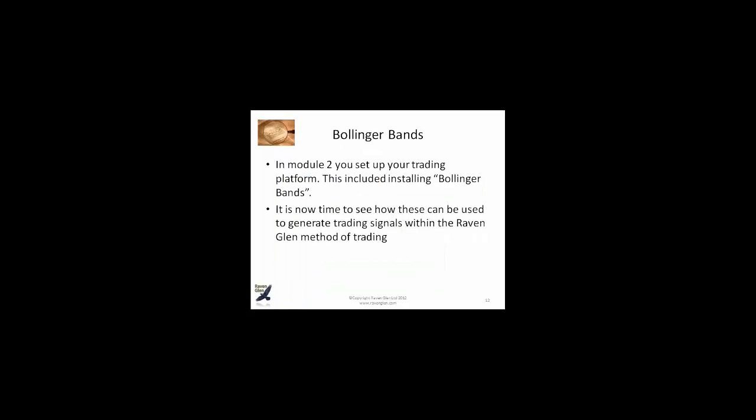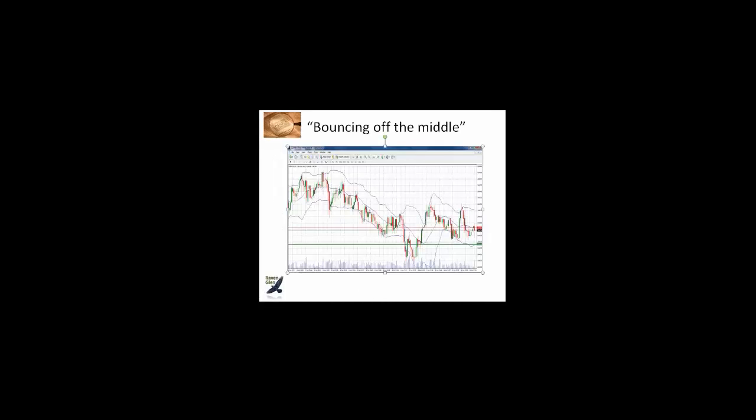In Module 2, when you set up your trading platform, you included something called the Bollinger Bands. It's now time to use them as part of our study of support and resistance. They are extremely important to the Raven Glen way of trading, so this is a particularly significant part of the seminar. So here are the Bollinger Bands in place.